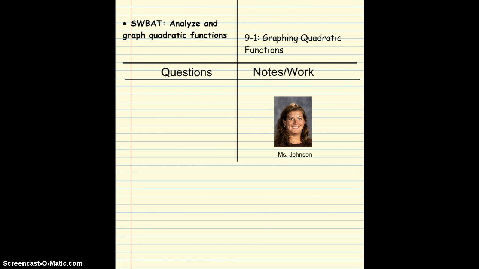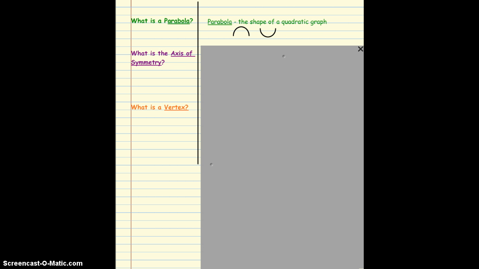Our SWABAT for today is we are going to analyze and graph quadratic functions. All right, first of all we need some definitions. The first definition is a parabola. A parabola is the shape of a quadratic graph. It looks like either an upside down U, I should say an N, or a U. So curved up or curved down.